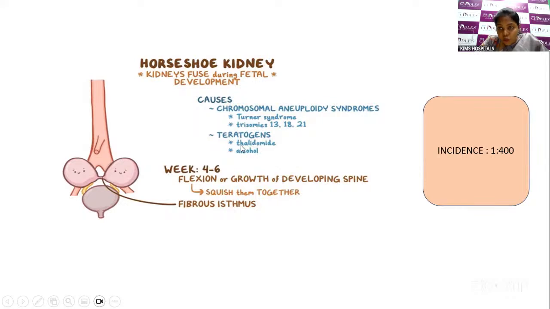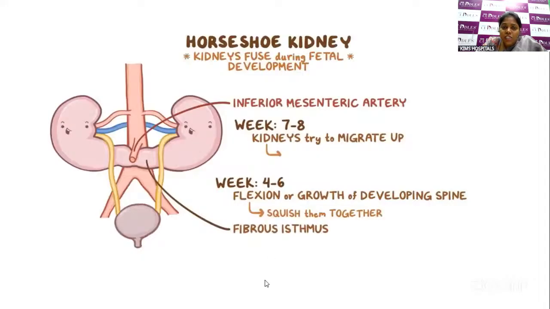Sometimes it could be for no reason, or it could be because of chromosomal aneuploidy syndromes like Turner's, trisomy 13, 18, and 21, or teratogenic drugs like alcohol and thalidomide. The incidence is very common, 1 in 4,000 live births, and usually they are asymptomatic. They sometimes present with obstructive PUJ, that is a ureteric obstruction, or sometimes may have vesicoureteric reflux.